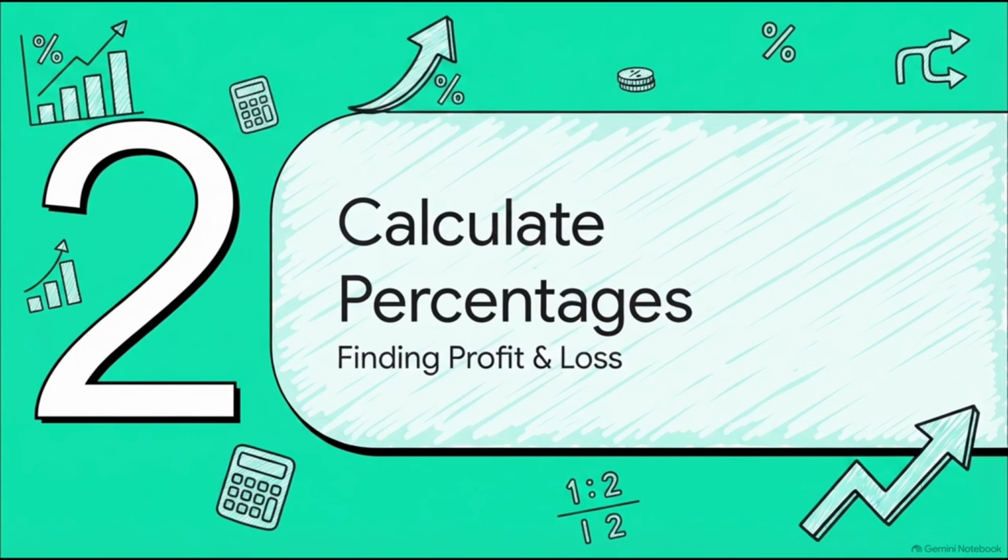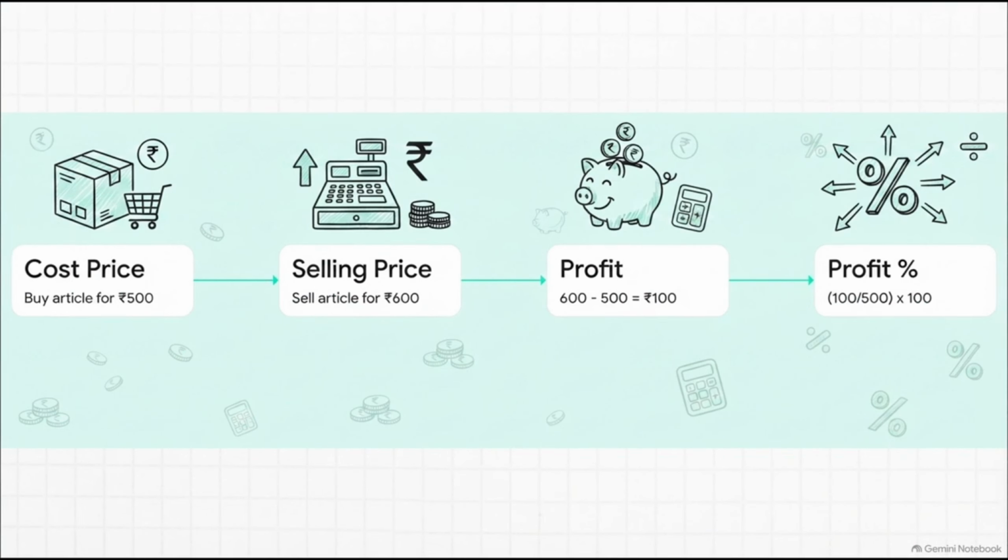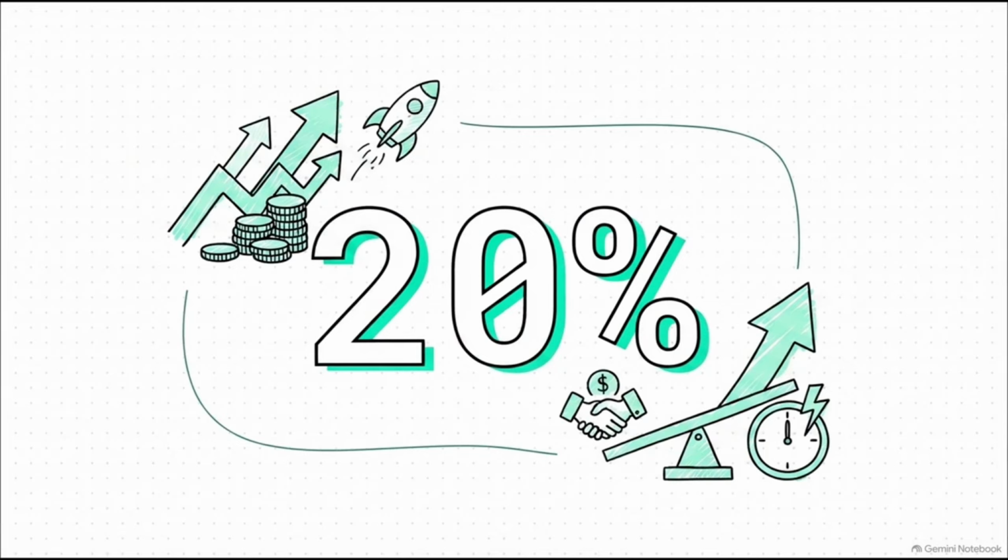Moving right along to section 2, calculating the percentages. Okay, let's rapid fire through a real-world scenario. Let's say you buy an article for 500 rupees. That's our cost price. You sell it for 600 rupees, our selling price. Subtract that 500 from the 600, and you've made a cool 100 rupee profit. But how do we turn that into a percentage? Easy. You take that 100, divide it by your original 500 investment, and multiply by 100. And that gets us a solid 20% profit.